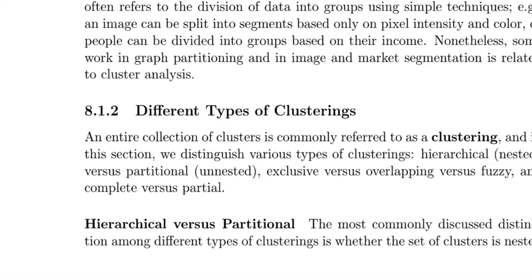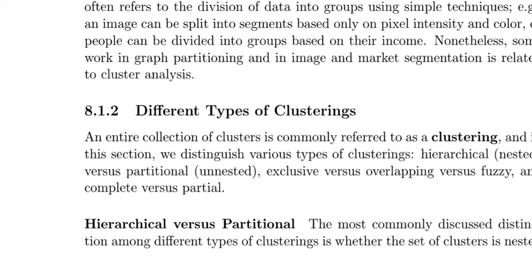First, we have hierarchical and partitional. The most commonly discussed distinction among the different types of clustering is whether a set of clusters is nested or unnested, or in more traditional terminology, hierarchical or partitional. A partitional clustering is simply a division of the set of data objects into non-overlapping subsets, such that each data object is in exactly one subset. We simply call it partitional clustering.